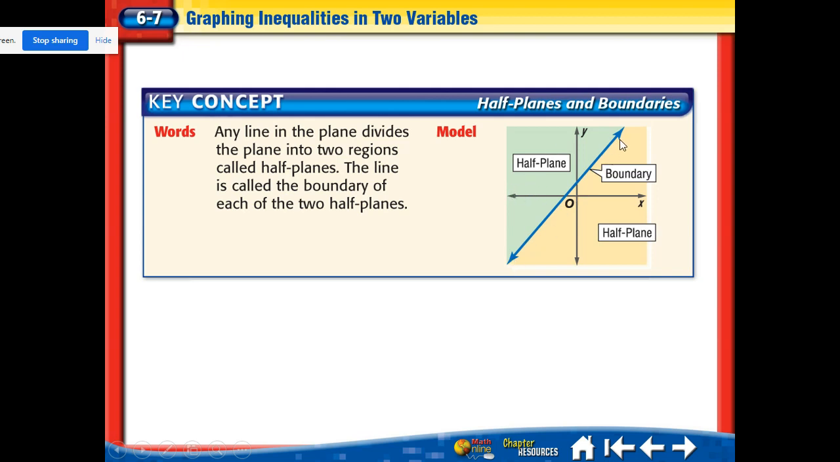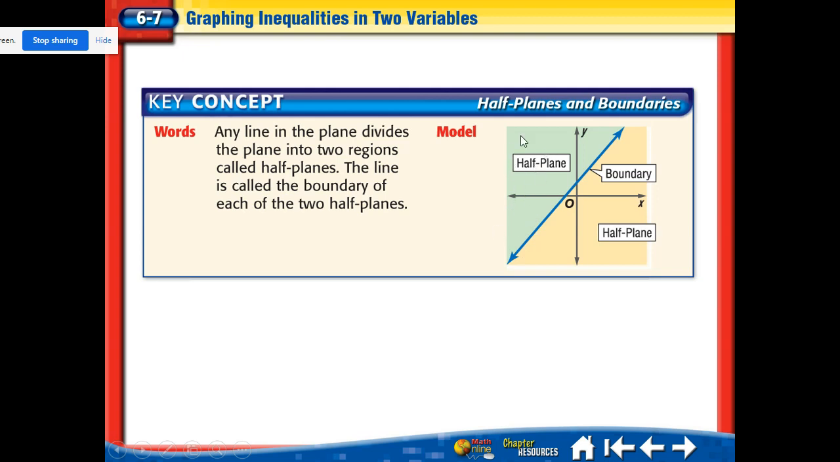Now our boundary line is important also. We can have a solid line like this one, or we can have a dotted line. Both are valid responses. If it's less than or equal to, or greater than or equal to, we do the solid line. If it's just less than or greater than without the equal tos, those are dotted lines.